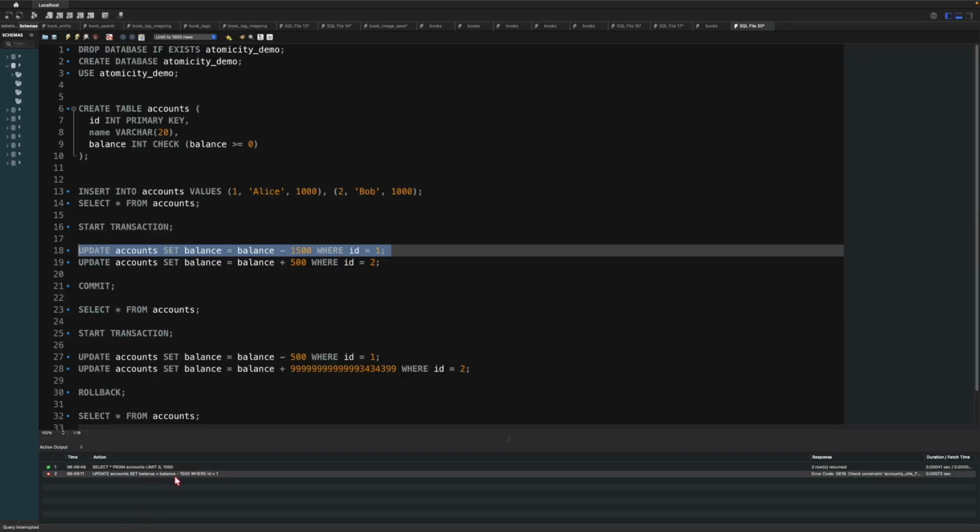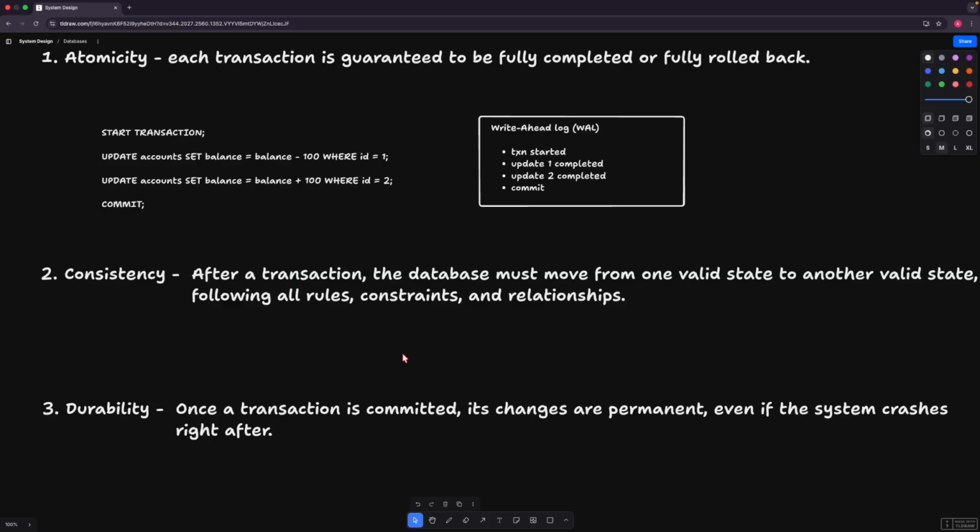Okay, so we are getting an error because here we have added a constraint, and to make the database remain in a consistent state, it cannot reduce the balance to less than 0. Okay, so this is the property or the principle of SQL databases where the database will remain consistent after the transaction. Okay, so the next principle or property we have is durability.